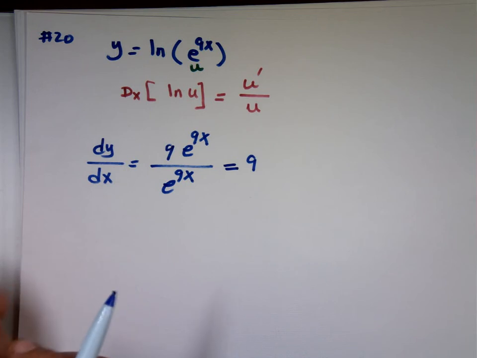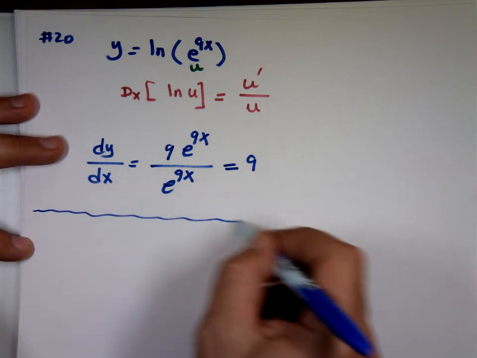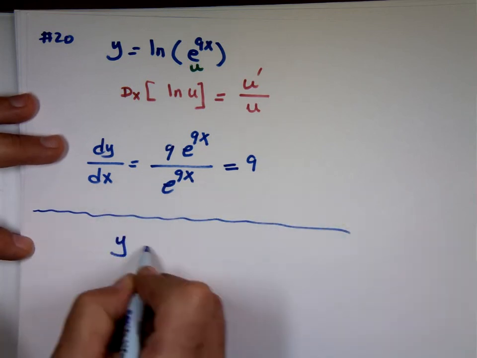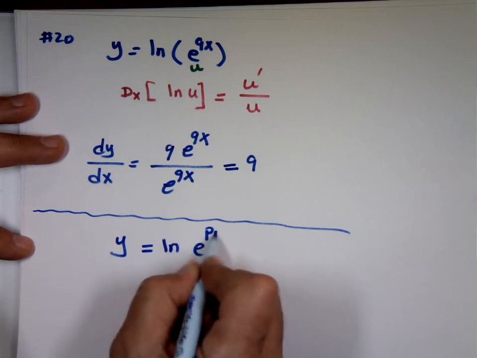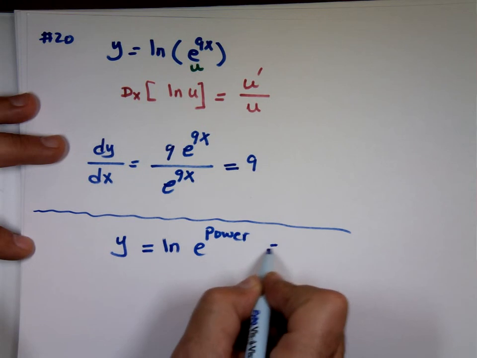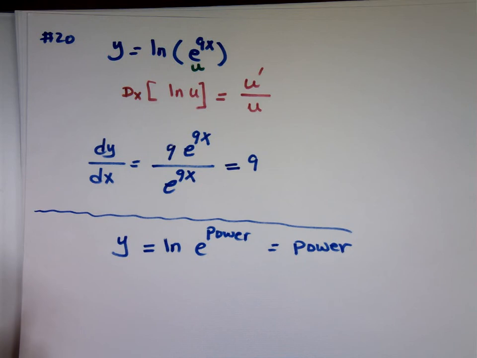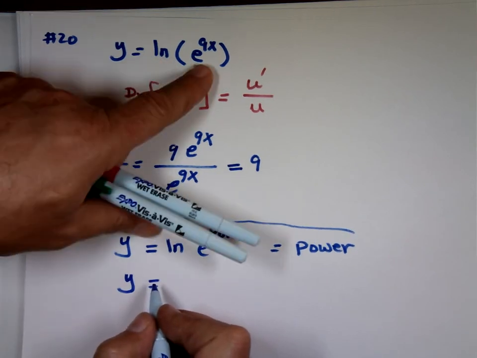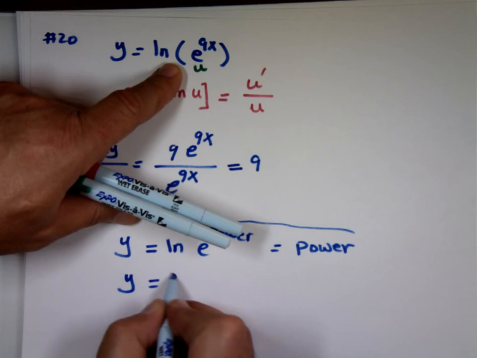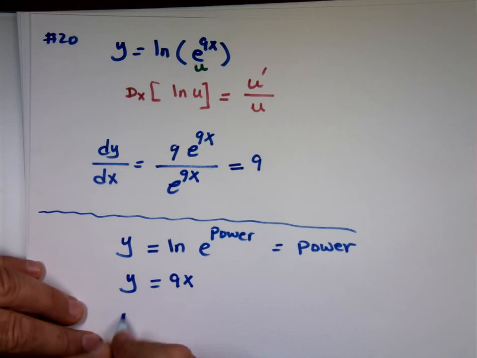Now, if you remember from Tech Math, why the answer is 9, because if you look at the problem, I used to tell my students the natural log of e to the power is always equal to the power, because the natural log and e cancel each other out. Same thing with the log of 10 to a power. So when you look at it mathematically, the natural log and e will cancel each other out. You end up with y equals 9x, if you saw that. And what's the derivative of 9x? Just 9.